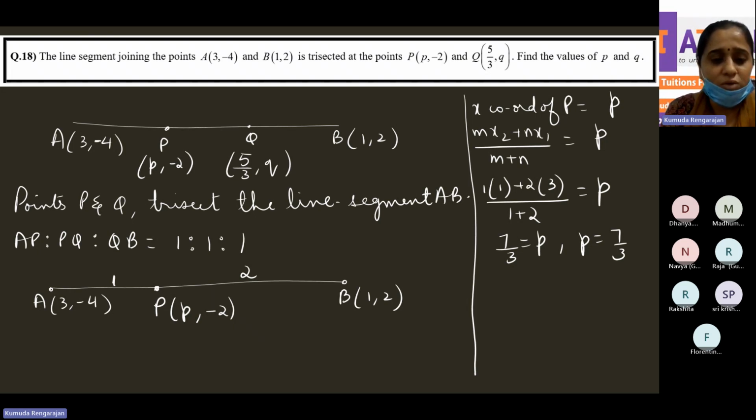I've taken the line segment AB with only P on it. And P divides AB in the ratio 1:2. I've taken only that so that I don't make a mistake while substituting values. And whenever you find the x coordinate or the y coordinate of the point of division, write that. X coordinate of the point of division P is, write that. Then you'll know how your presentation will look good. So here we have to find the x coordinate of P, which is p. So write that x coordinate of P is p. Then how to find the x coordinate: mx2 plus nx1 by m plus n, then substitute.